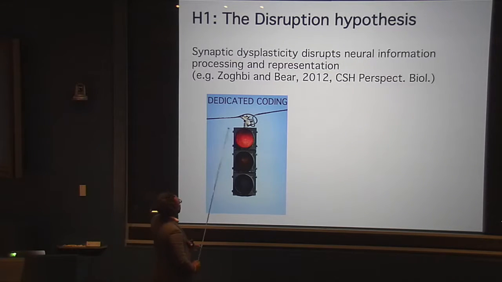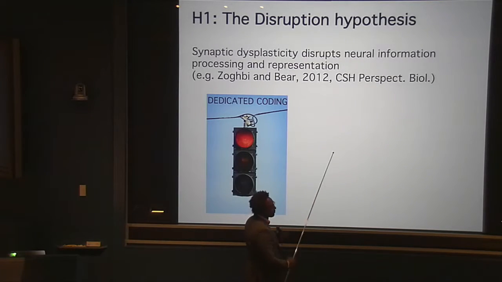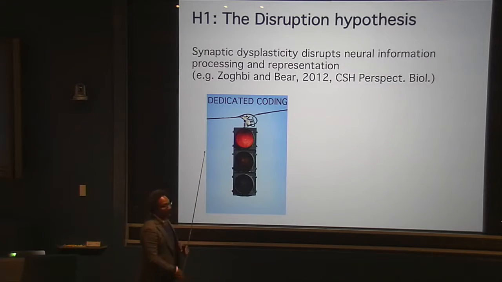So you can frame one of these hypotheses this way. This synaptic dysplasticity that we observed is going to disrupt neural information processing and how it's represented in the brain. And you can think about this with the analogy of a traffic light. Each light here is, if you will, analogous to a functional neuronal type. So when this light or that set of neurons becomes activated, it's going to signal something very clear and unambiguous, in this case stop.